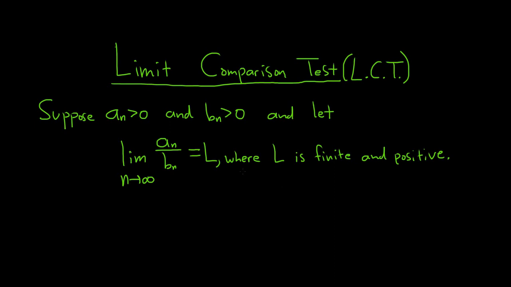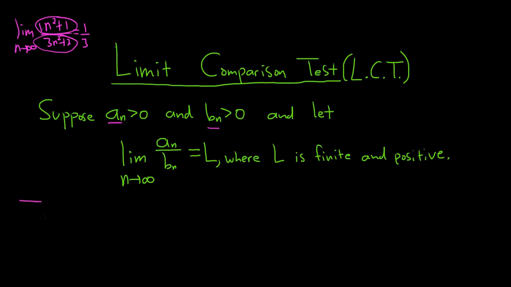So finite and positive. So what does this mean intuitively? If you think about it, this basically means that A sub n and B sub n have the same growth rate, right? The only way you're going to get a limit that's equal to a number is if you have something like this. Say you have the limit as n goes to infinity of n squared plus 1 over 3n squared plus 2. In this case, they're both quadratic, and the limit is simply the ratio of the coefficients. So you see the growth rates are the same. So basically this is saying if you have A sub n and B sub n both positive, and they have the same growth rate, then the series should both behave the same.